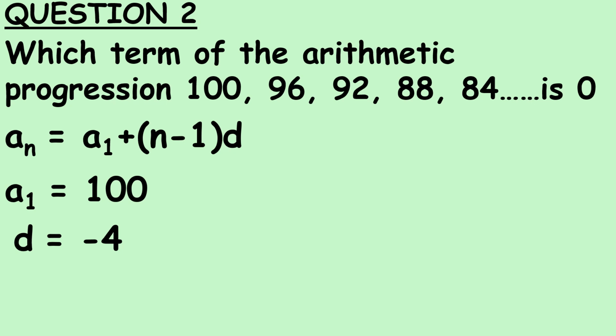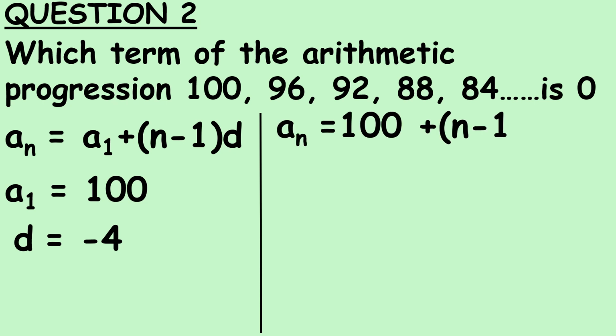So what we can simply do is to substitute it into a subscript n is equals to a1 plus n minus 1 times the difference. Let's substitute that and see what we get. So our a1 is what? 100. So a subscript n is equals to now what? 100. We're using this equation. So wherever we see a1, what do we put? We put 100 because a1 is the first term. So that's why we have 100 here, plus n minus 1d.